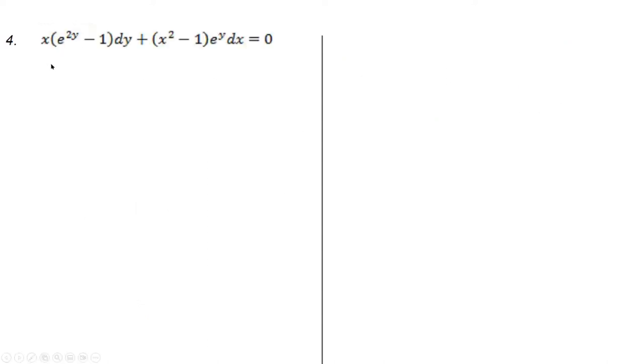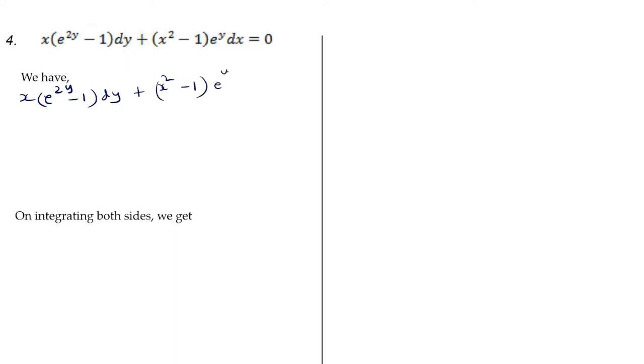Next question, x e raised to 2y minus 1 into dy plus x square minus 1 e raised to y dx equal to 0. So here we have x e raised to 2y minus 1 dy plus x square minus 1 e raised to y dx equal to 0. Let us take this term to the other side, transposing it. We get x e raised to 2y minus 1 dy equal to 1 minus x square into e raised to y dx.